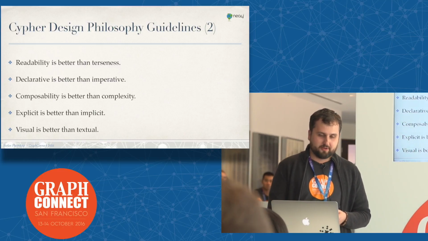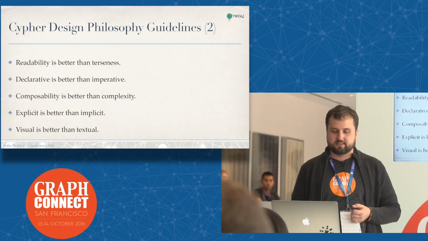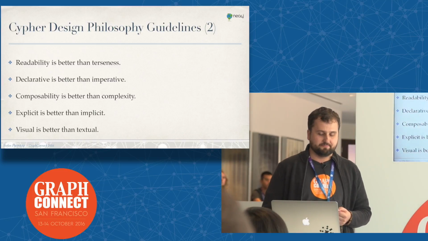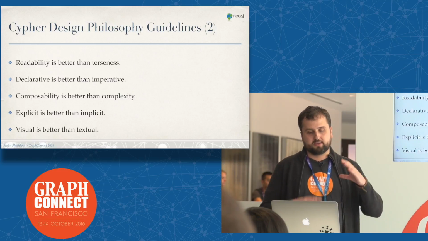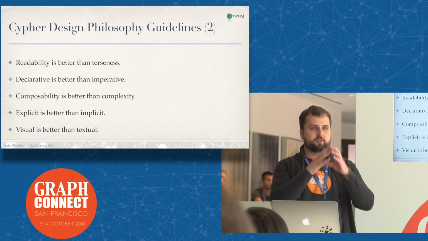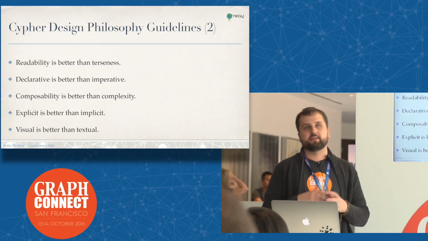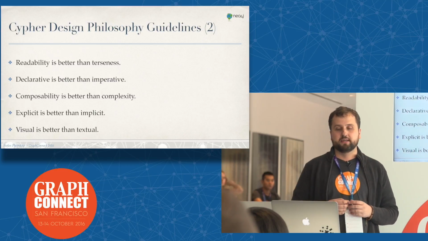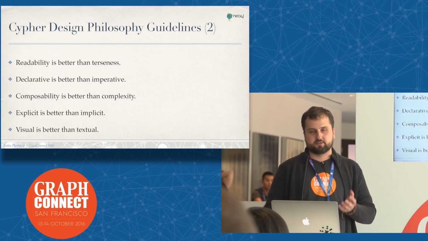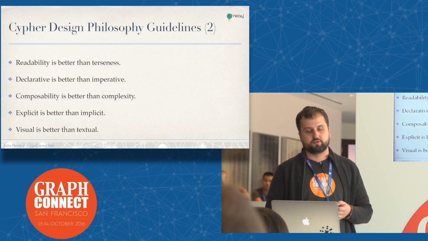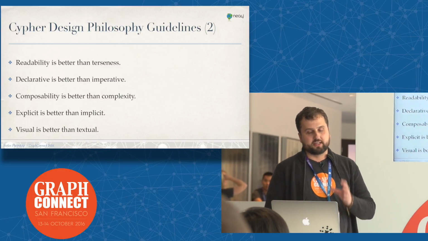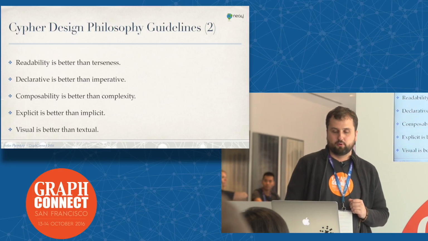Yeah, then the next one: composability is better than complexity. So this plays again into the fact that initially Cypher didn't have a WITH clause, right? You could just find a pattern and then do a bit of filtering, and that was that. Then eventually we introduced this so that you could combine multiple things together, and now we have UNION, and I'm sure that's not the end of it. So that's one view to think about composability.